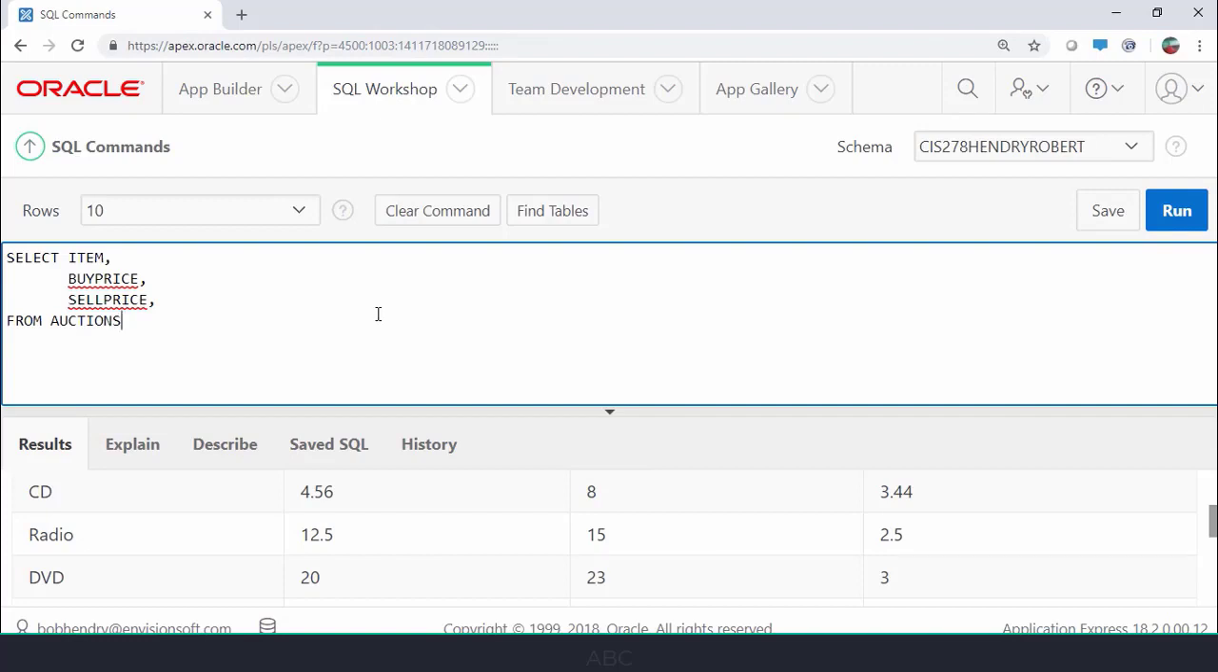So how about this? Select item, buy price, and sell price from auctions where, stick with all capitals, where sell price is less than buy price. Again, this is going to list all items that sold for less than they were bought. No aggregate functions needed here. Very simple.